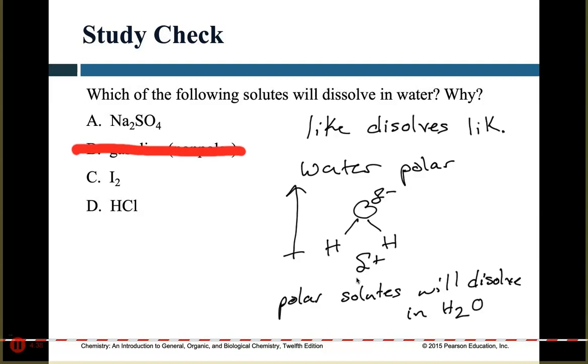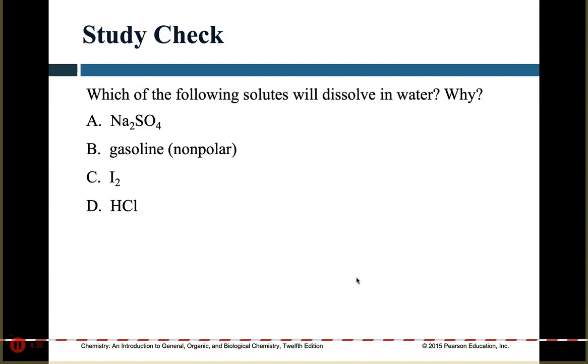I2 we can dump right off as well, because symmetrical molecules, especially when they're made out of the same atom, because they're equal electronegativity, equal pull, there's no dipole, I2 won't dissolve in water. So what that's going to leave us with, and this is going to erase all my strokes, but we'll go back. So no gasoline, no I2. That leaves us to determine if either of these last two would be soluble in water.